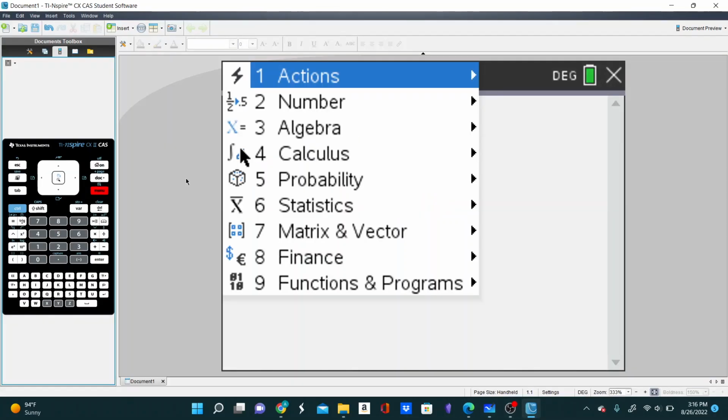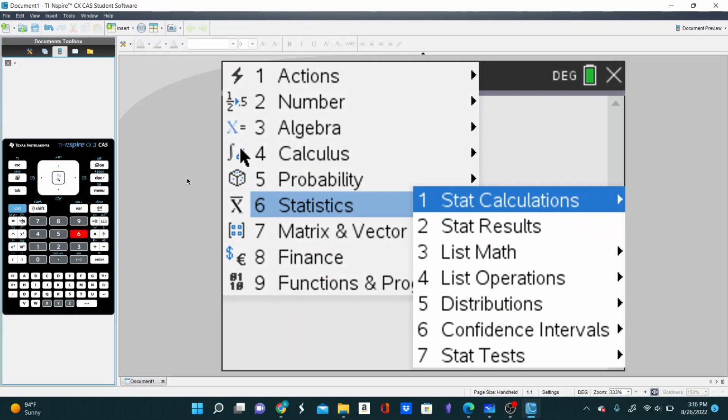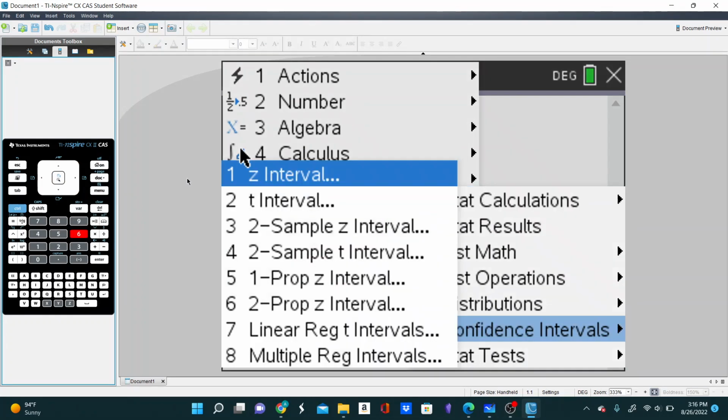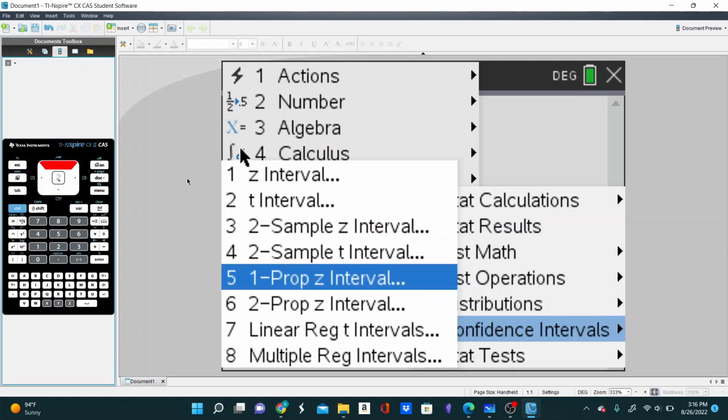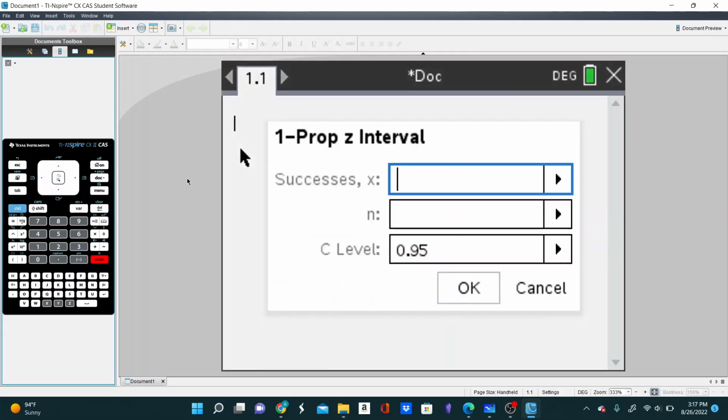So I'm going to go to Menu, and then 6 for Statistics, and then 6 for Confidence Intervals. And so we have one proportion, and so I'm going to come down to here, number 5. It's one proportion because we have a certain number of blue marbles, and then it's a z interval because there's no such thing as a t interval for proportions. So it's going to be number 5.